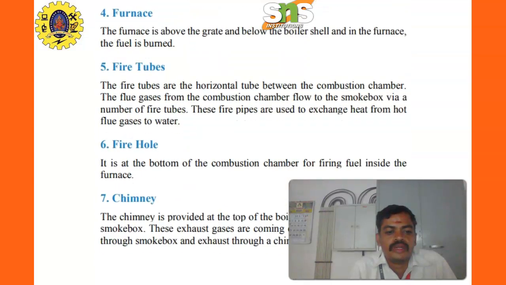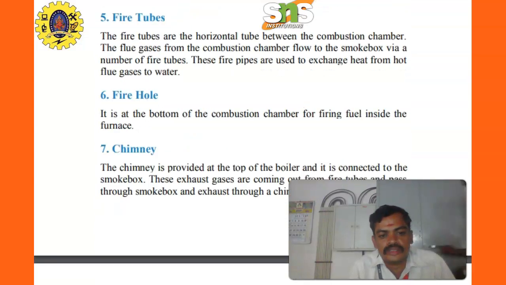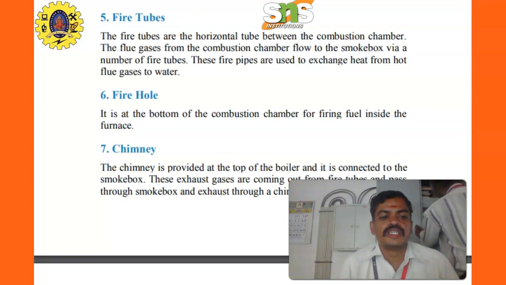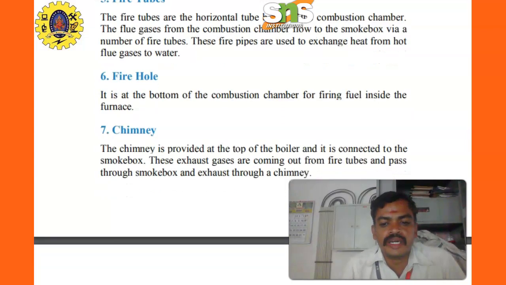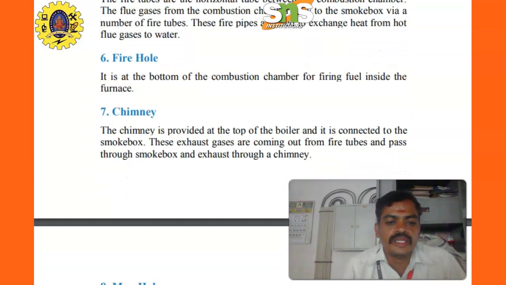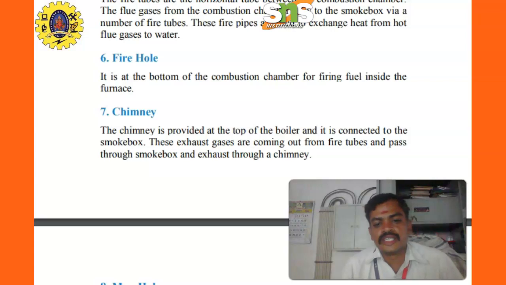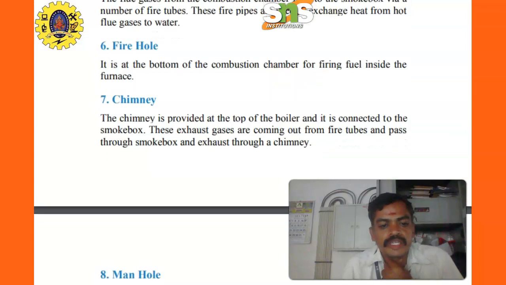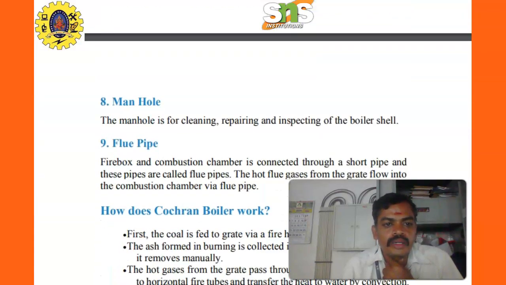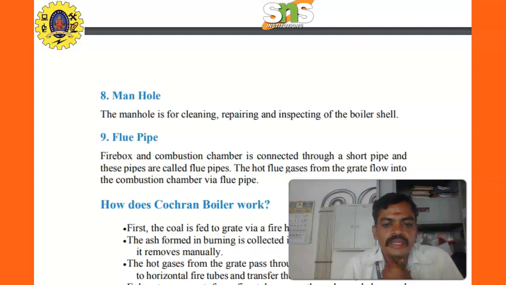The fire hole is at the bottom of the combustion chamber, for feeding fuel inside the furnace. The chimney is provided at the top of the boiler and connected to the smoke box. The exhaust gases come out from the fire tubes, pass through the smoke box and exhaust through the chimney. The manhole is for cleaning, repairing, and inspecting the boiler shell.